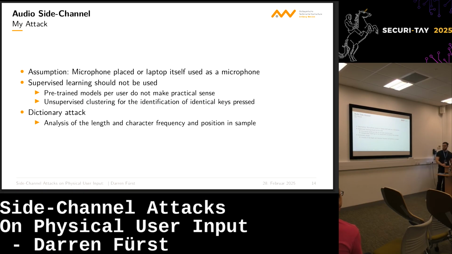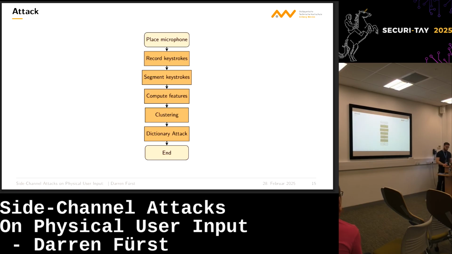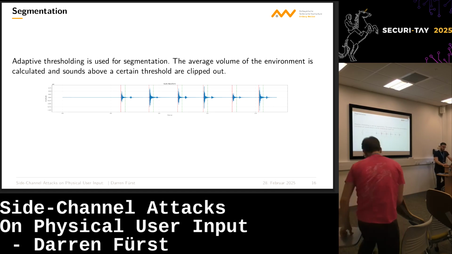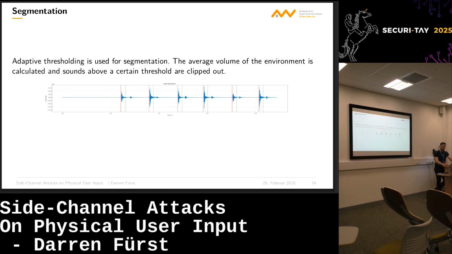And for that, we will use clustering. And then after we have clustered, we'll use a dictionary attack to get back the actual words. So this is how the attack may look. You have a microphone, you record the keystrokes, you segment them from the actual audio, then you compute some sort of features, I'll go into this, cluster based on these features, and then run the dictionary attack to get back actual words.